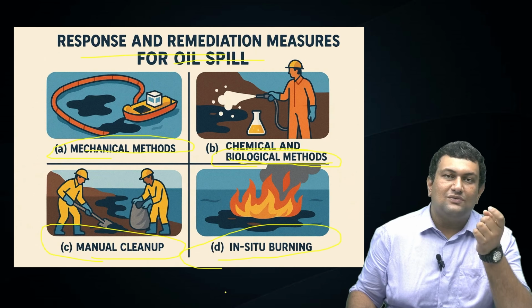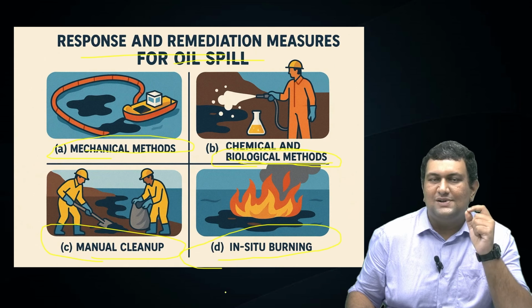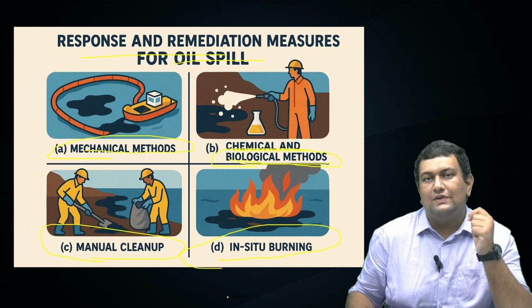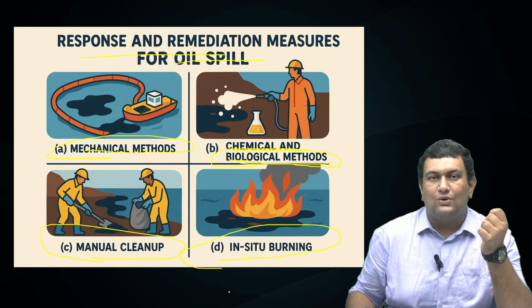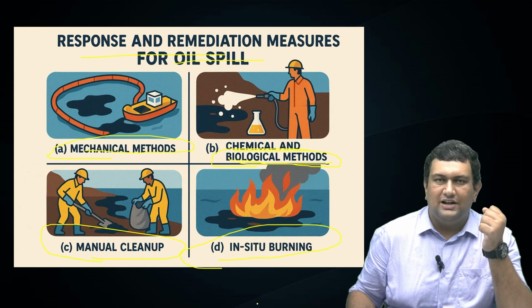And examples of oil spill in India, recent examples include the 2025 Kerala oil spill, and previously also we had in 2017 oil spill in Chennai in Ennore. So these are the recent examples in India.